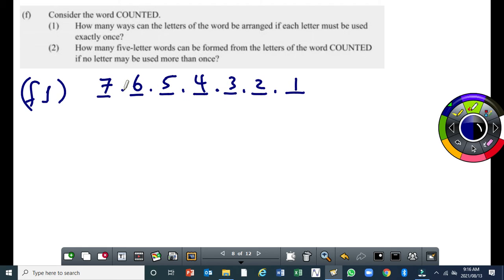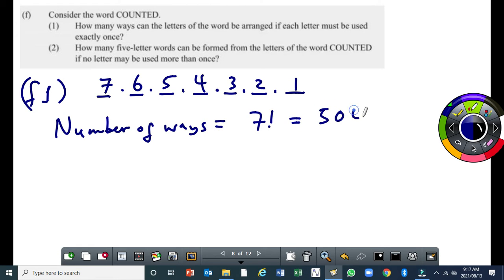Now, it's much easier. I'm sure you can see that this one we are starting from 7 all the way up to 1. Therefore, we can use the factorial. So, number of ways will be equal to 7 factorial. And this will give you 5,040 ways. The reason why I'm using the factorial directly is because I'm multiplying the digits from a very large value all the way up to 1.